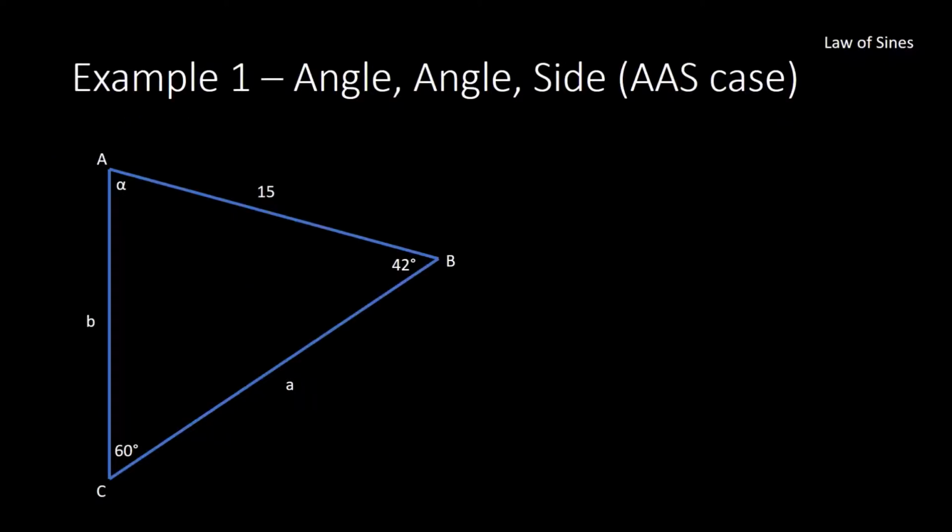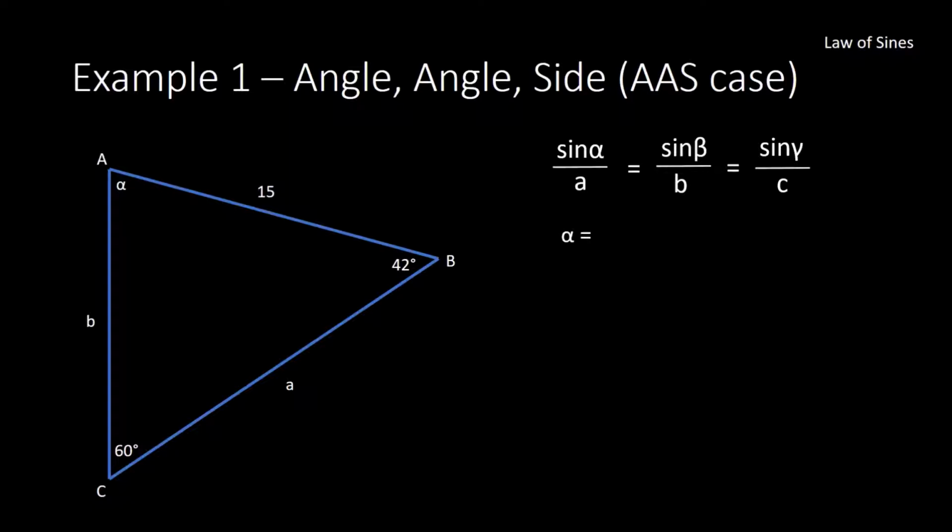Let's look at the first example. It is the angle-angle-side case, which means that we know two angles and one of the sides. First of all, the law of sines tells us that the ratio between the side of an angle and the side opposite to it is going to be constant for any of the angles in the triangle. So sine of alpha over A is equal to sine of beta over B, which is also equal to sine of gamma over C. With this formula, we can find the other two sides.